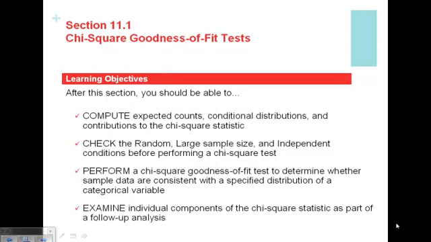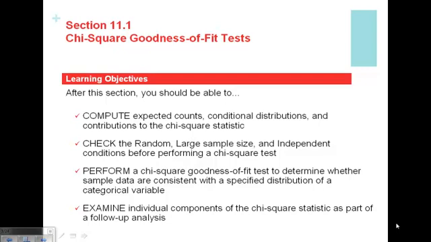So, in this section, we are going to start by being able to compute what's called expected counts and the conditional distributions, the things that make up what's called the chi-square test statistic. We're going to look at the conditions which we have to meet in order to do the chi-square analysis: random. We're going to have not the normality check that we've been so used to, but something called a large sample check, and then also check for independence.